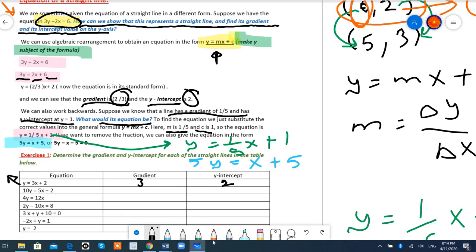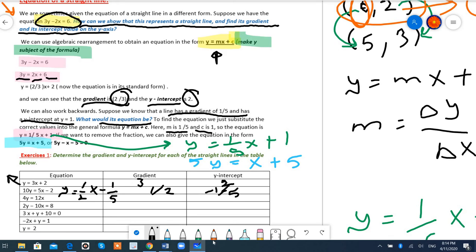So before finding the gradient and the y-intercept, you have to make y the subject of the formula by dividing both sides by 10. So the equation will be y equals 5 over 10, which is half, x minus 2 over 10, which is 1/5. So here the gradient is half and the y-intercept is -1 over 5.